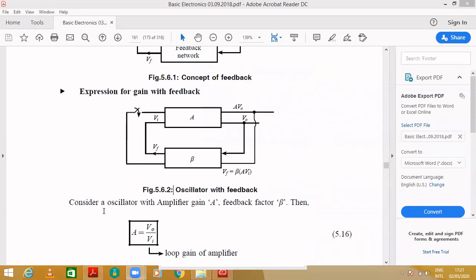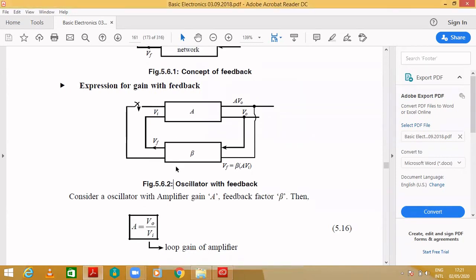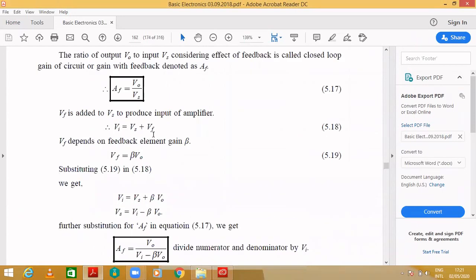We consider it as an oscillator with amplifier gain A and feedback factor beta. The gain is nothing but, you already know, output by input. That is, A is nothing but V naught by V in. Next, in the case of feedback, you already know V naught by Vs. It is a closed loop. Now Vf is added to Vs to produce the input of the amplifier.